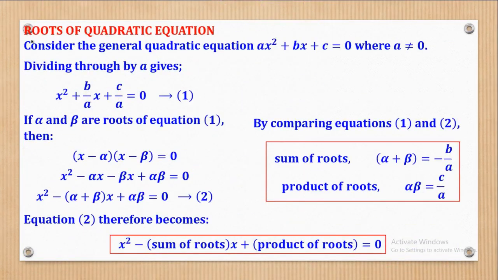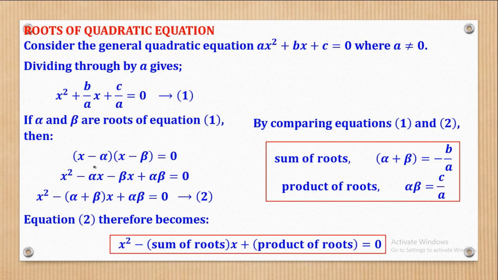So now we shall go to roots of quadratic equations. Consider the general quadratic equation this, where a is not equal to 0. If we divide through by a, our aim is to make the coefficient of x squared equal to positive 1. Therefore, we shall divide through by what is here to come up with this equation 1. Now if alpha and beta, so this symbol is called alpha and this symbol is called beta, are roots of equation 1, it implies that x minus alpha is a factor and also x minus beta is a factor, and the product is equal to 0.